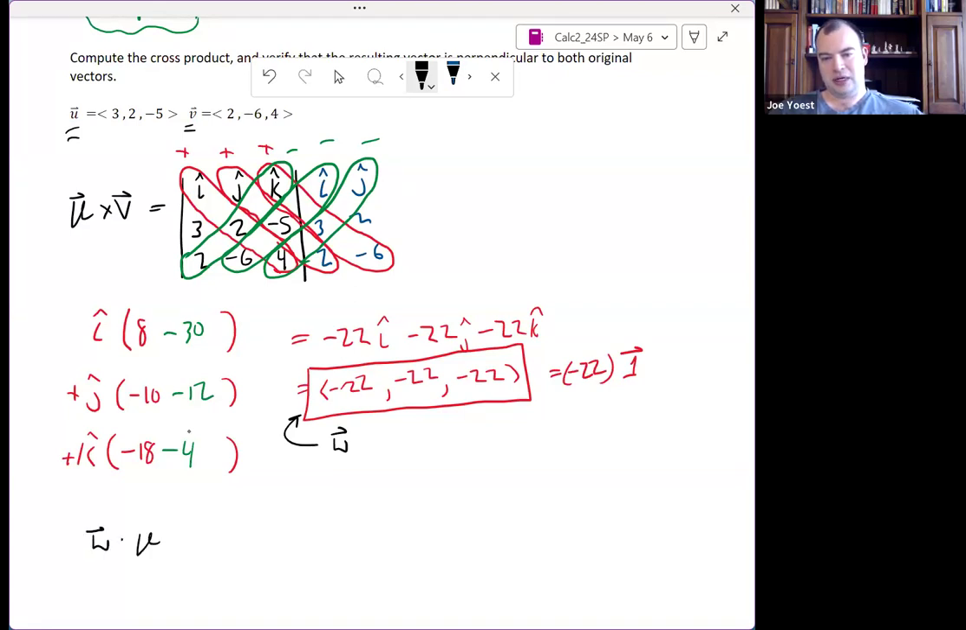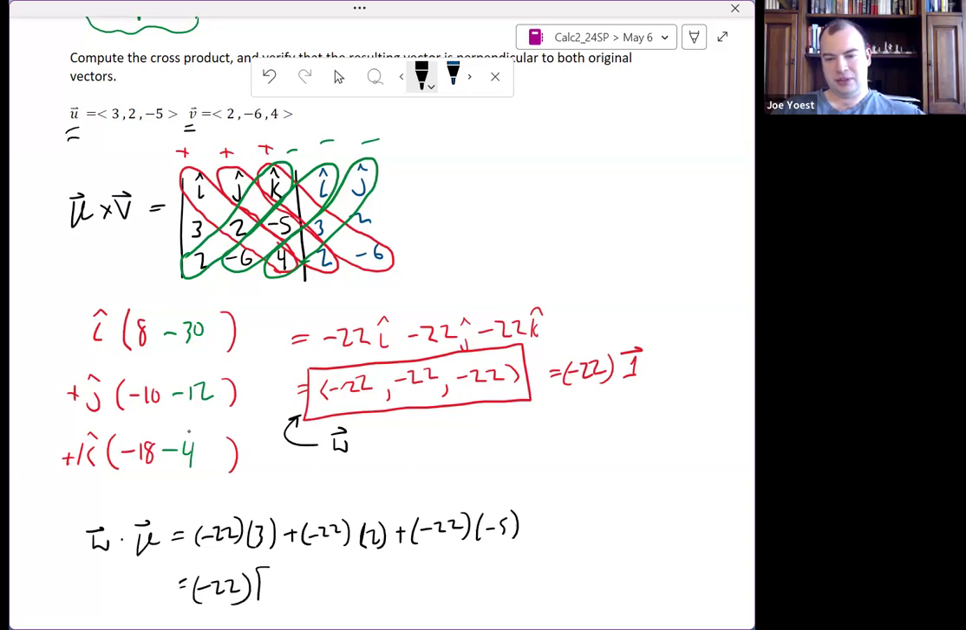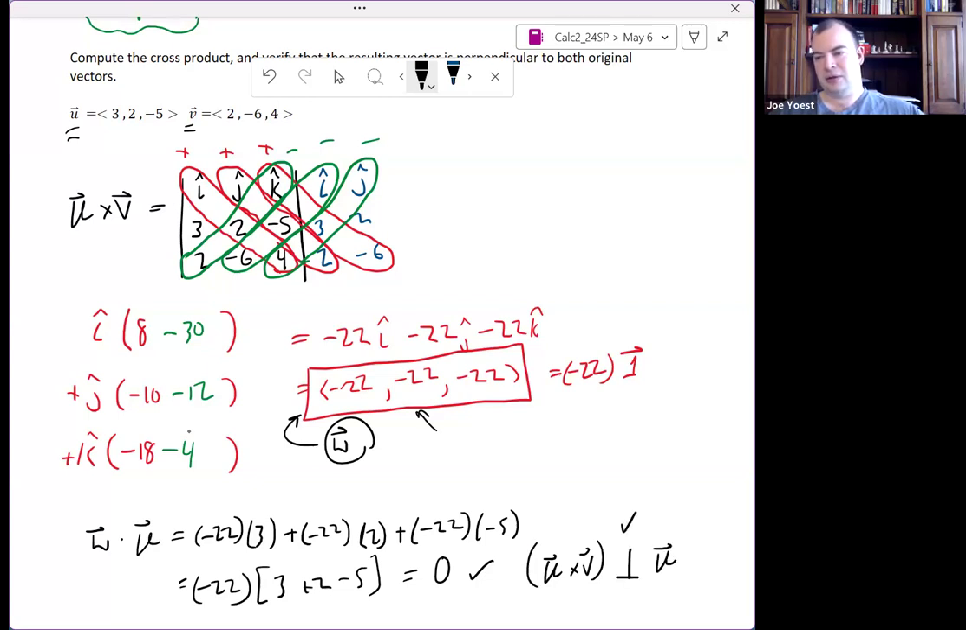So what is W dot u? Well, W dot u is -22 times the first component of u, 3, plus -22 times the second component of u, 2, plus -22 times the third component of u, -5. We see that a -22 factors out, and we're just left with 3 plus 2 minus 5, really just the sum of the components of the u vector. 5 minus 5 is 0. The dot product of this new vector, the cross product, with u gives me 0. This cross product vector is indeed orthogonal to the vector u.